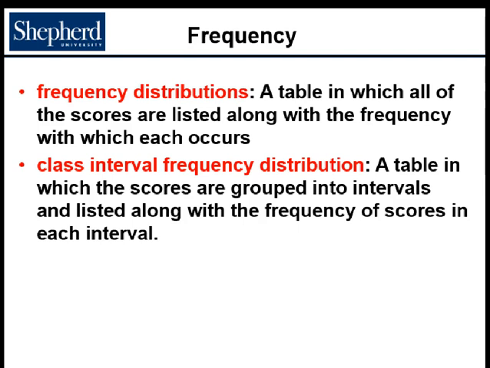A frequency distribution is a tabular summary of data showing the number or frequency of observations in each of several non-overlapping categories or classes. The objective is to provide insights about the data that cannot be quickly obtained by looking only at the original data.